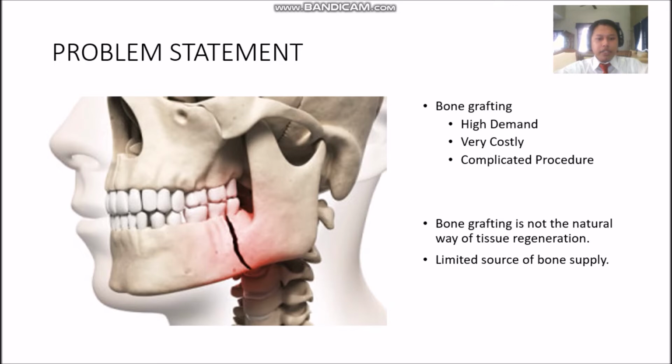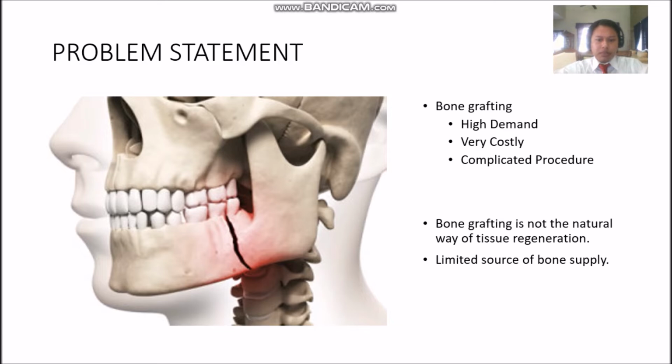Moving on, I will now explain to you about the problem statement for my project. Firstly, medical treatments specialized in bone grafting today are in a very high demand. It is also very costly. The procedure is very complicated and the result is not very pleasing.